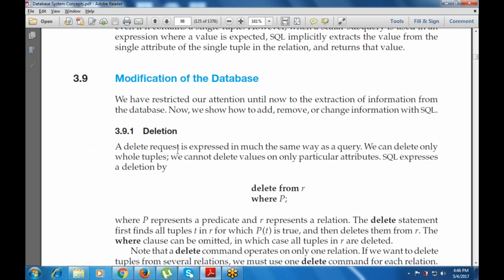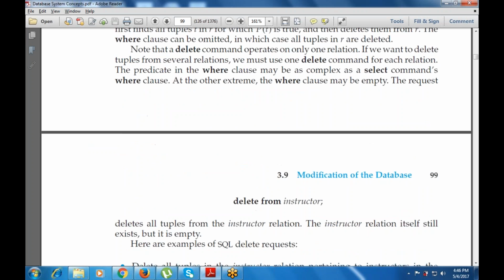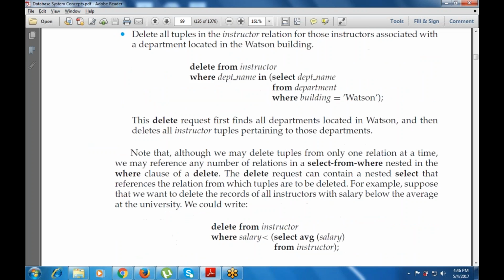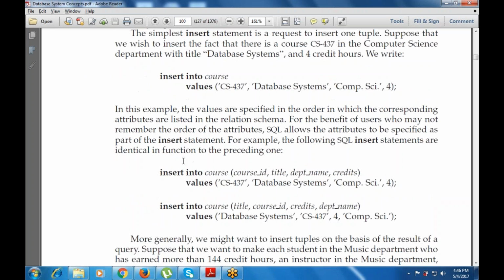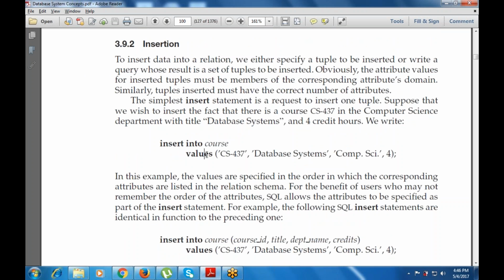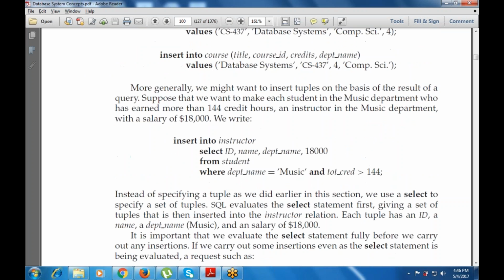Now next is the modification of the database, how we can modify the database. One is deletion, we can delete the rows, we can drop the tuples. Then insertion, we can insert rows, that is tuples, into the relation. This is the syntax: insert into table name values, then the various values that are given to the various fields.